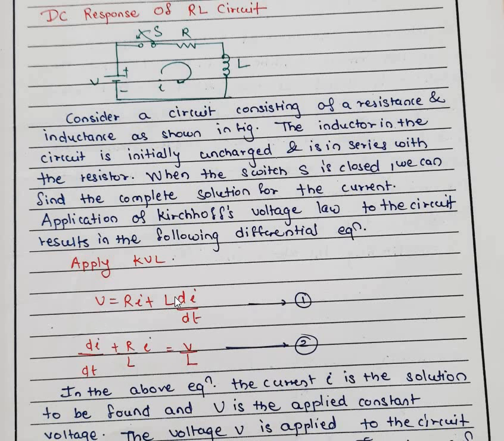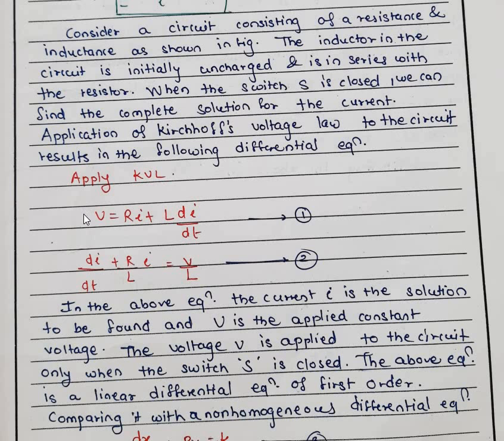Now let us simplify it a little bit so that we make it a little simpler. Divide by L: first I write the di by dt term, then R divided by L into I, and that is equal to V divided by L. So just rearrange the equation by dividing it by L.